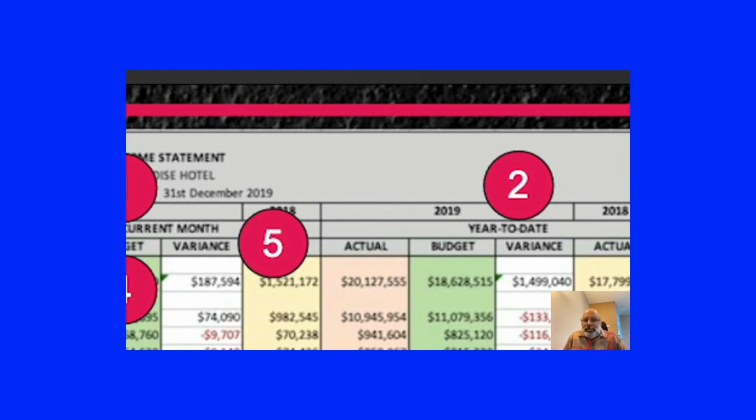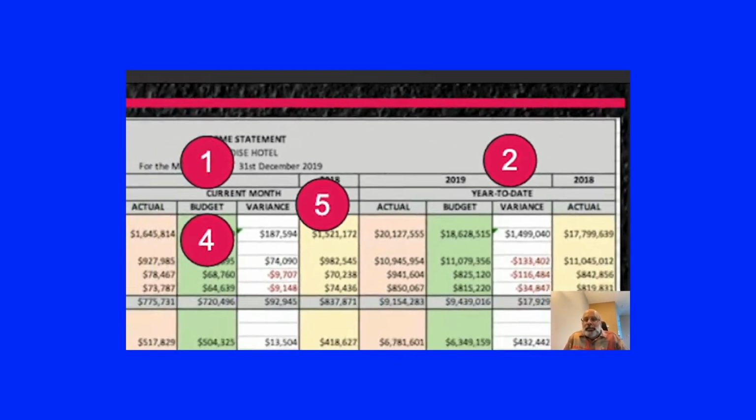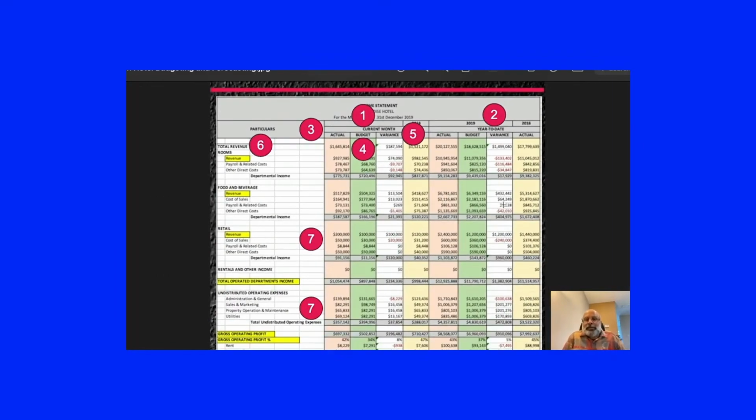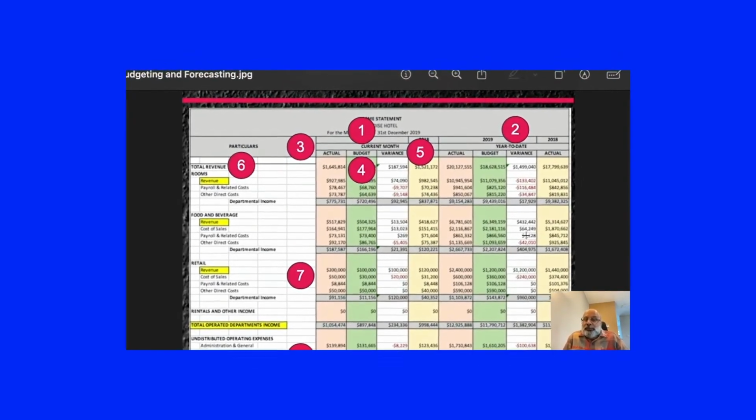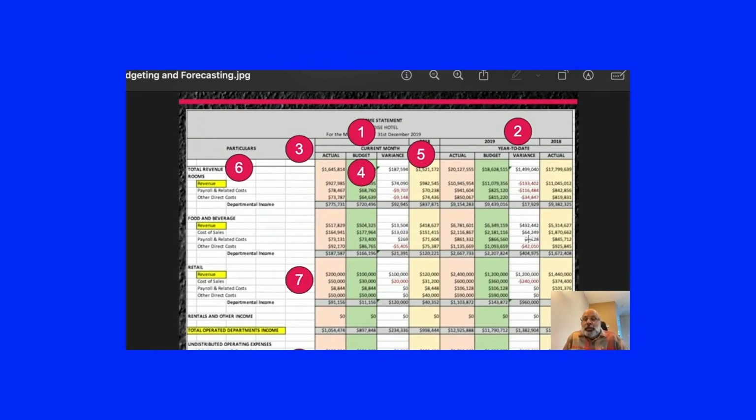But there is a difference. Year to date takes into account the number of months included in that year to date calculation. So while current month is only dealing with 1 month, the current month, year to date might be more than a month. For example, if you are doing this income statement for the period, say, ending 31st March, then you would have year to date including January, February, and March, while current month would only show the month of March.